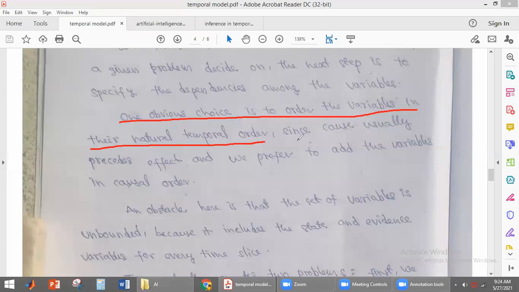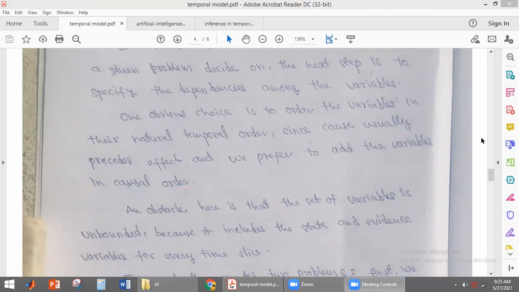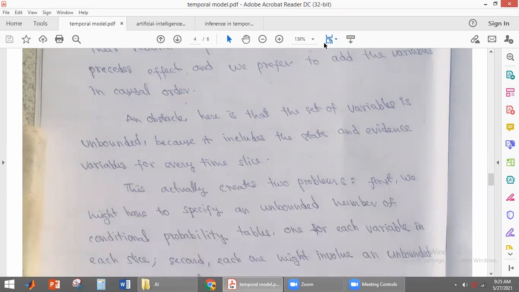So what is this natural temporal order? The variable that is giving the cause should be chosen first. The variables which are affected by that cause will be chosen next. This type of ordering is called causal order. So the cause and effect we will be discussing: the reason for the cause will be considered first, and the variables which are affected by that cause will be considered next. Like this, we will be ordering the variables. This type of ordering is called causal order.